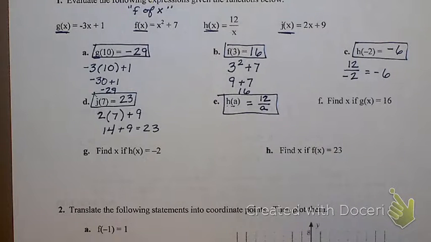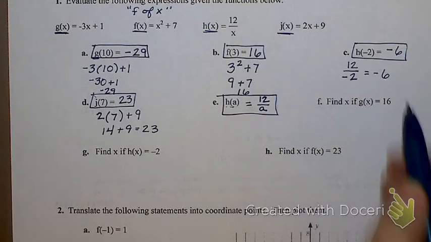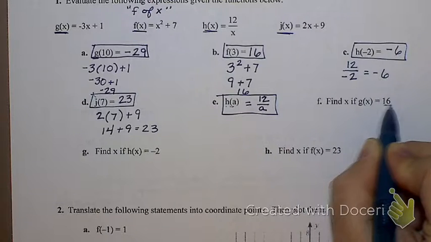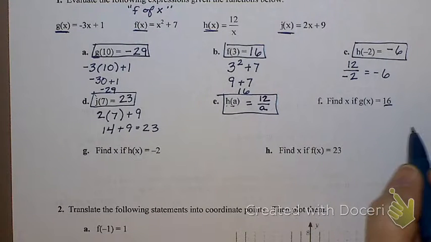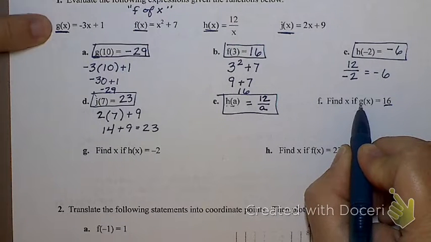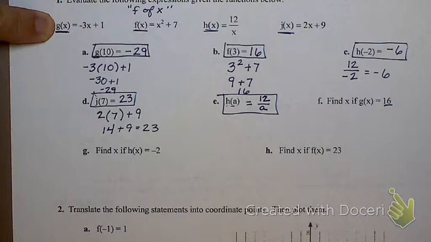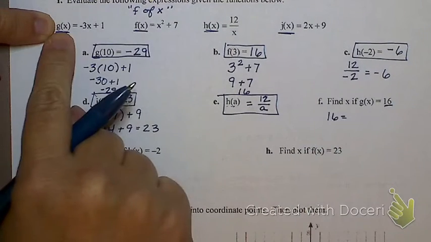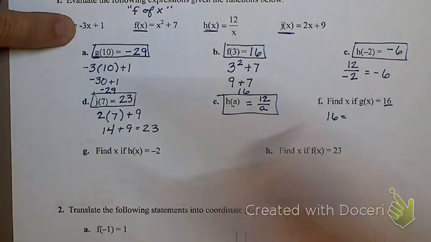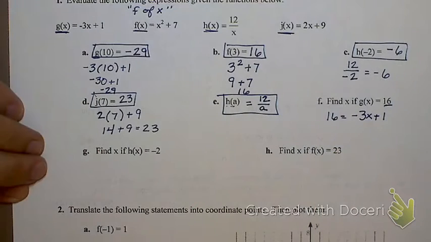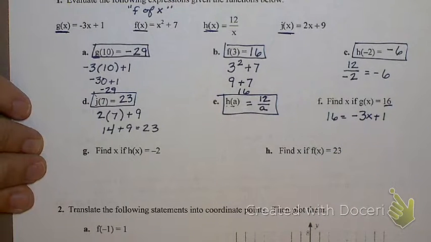Okay? Now is my challenge question. I love these ones. Find X, so find the input value, if the output value is 16. So which equation am I looking at first of all? G. The G equation. So they're telling me I need to find out what x is, but they're telling me that g of x is 16. So 16 is actually going to go in here because it's the output. So 16 equals negative 3x plus 1. And I need to figure out what x is. How do I do that?